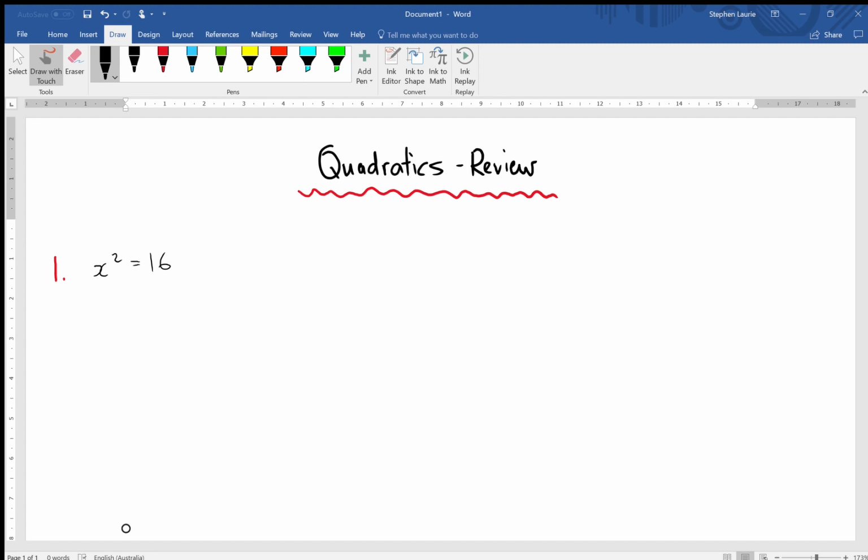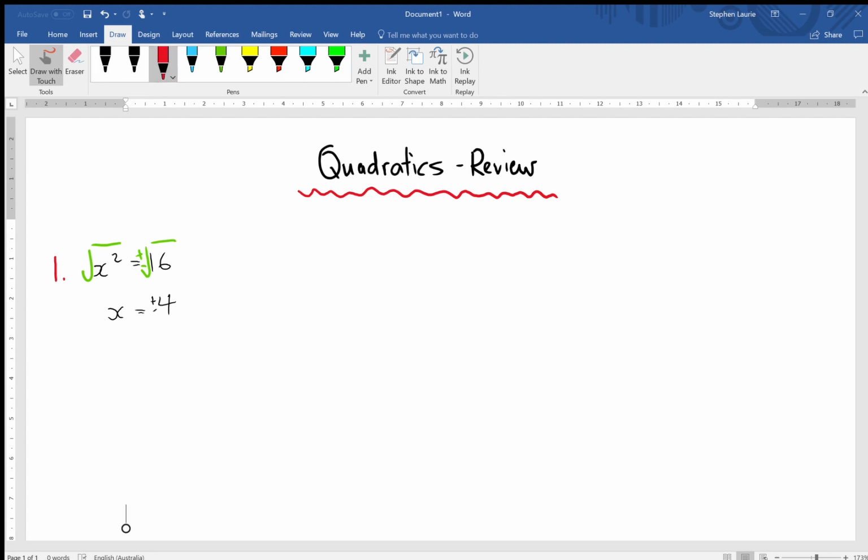Alright, so we know that the opposite of squaring is to take the square root. Okay? But can we just say that the square root of 16 is 4? Can we just do that? Well, that is correct, but it's not the only solution. So we've got to make sure that with our square roots we have a plus or minus. Okay, so we have two answers here, plus or minus 4.